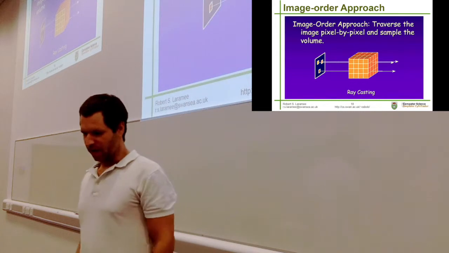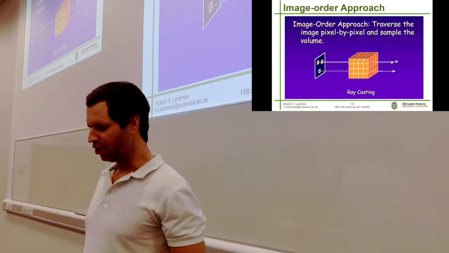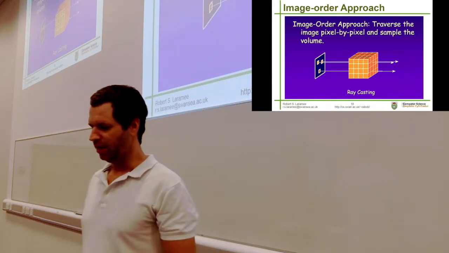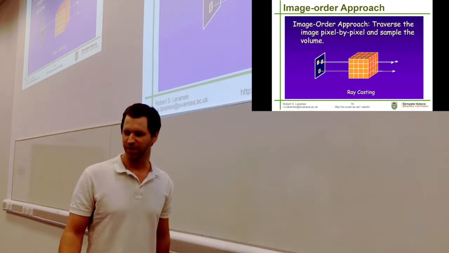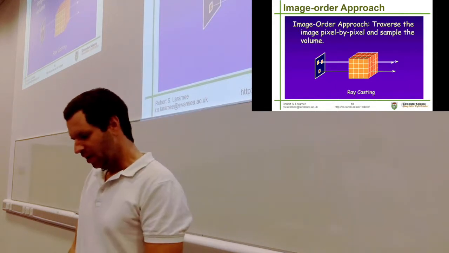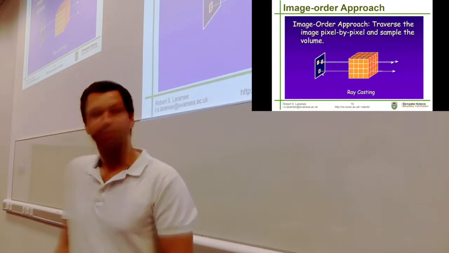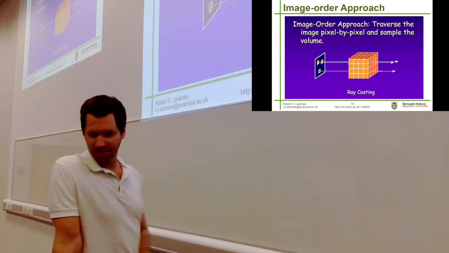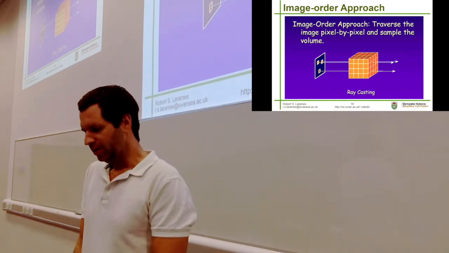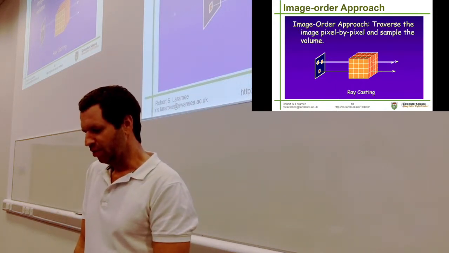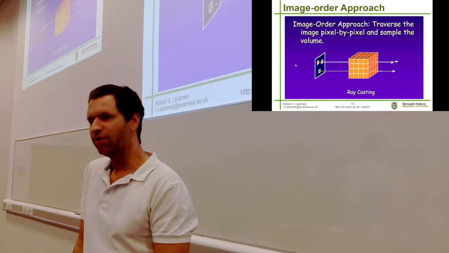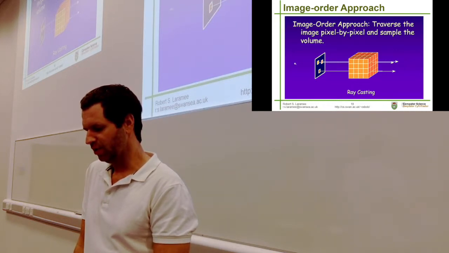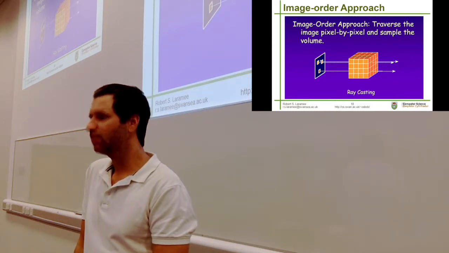Here is a picture of that idea, the image order processing. You can see an image on the left. The person, the viewer, is over here, is not shown in the image. So the person is here, looking that way. There's the image, and these little squares are pixels.